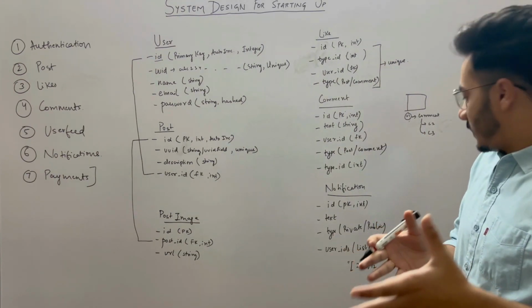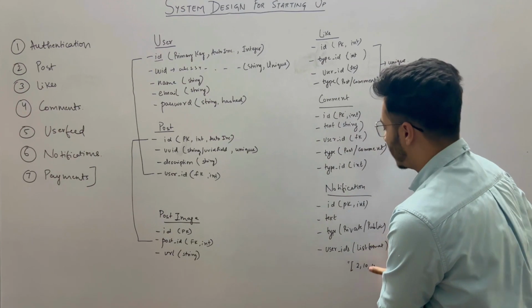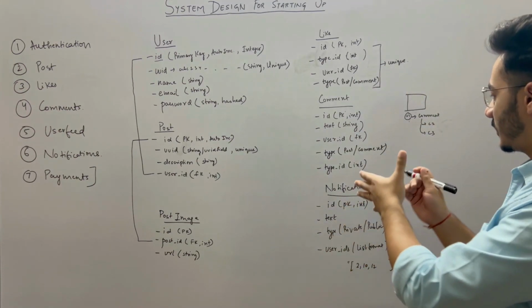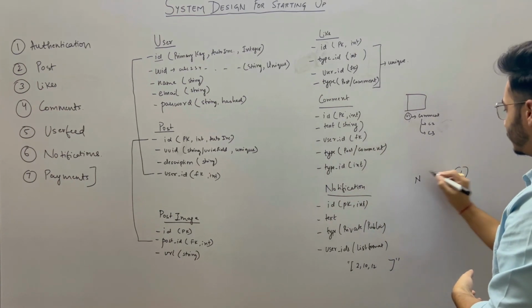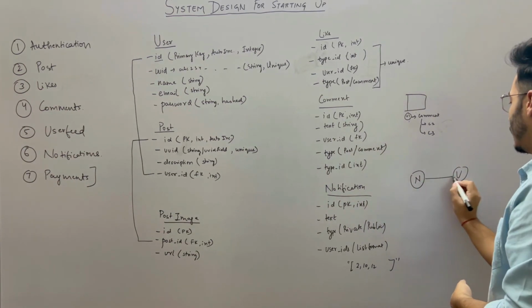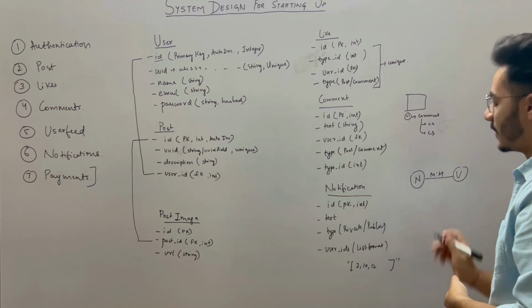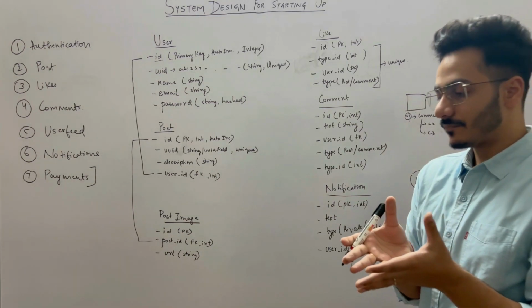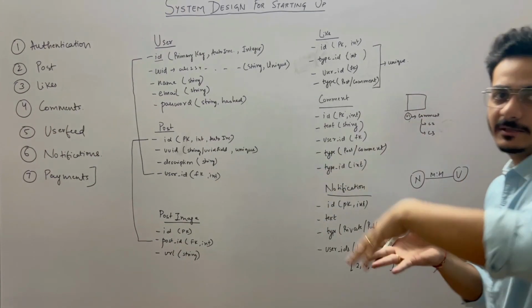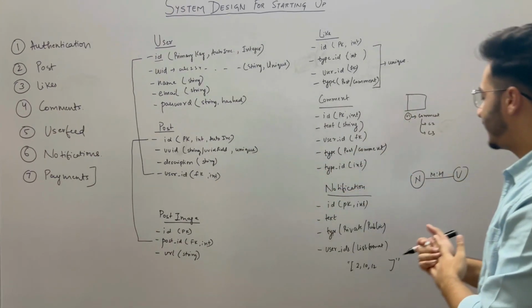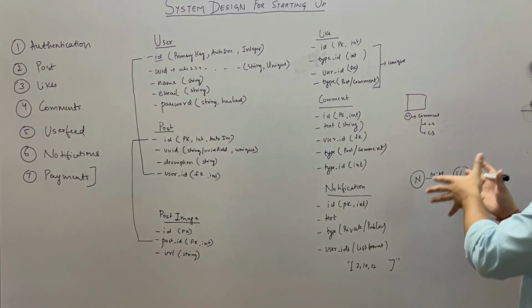Alright, also if you don't want these user IDs, what you can do is, because the relationship between notification and user is many to many, because a single notification can be sent to multiple users and this user can receive multiple notifications also. So this will be a kind of many to many relationship.